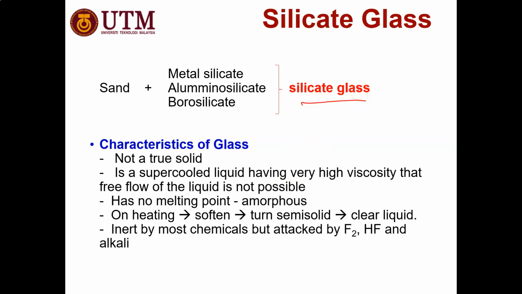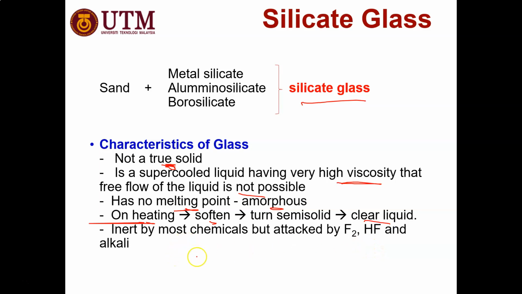So some important characteristic of glass, kena ingat glass, okay, cermin yang kita guna biasanya tu, bukan cermin yang untuk tengok diri, okay. So it is not a true solid, okay. Dia sebenarnya bukan pepejal. It is actually a super cool liquid, maknanya disejukkan mendadak sampai dia jadi sangat-sangat likat, high viscosity, that the free flow of liquid is not possible. And because it is not solid, okay, it has no melting point and it is amorphous. However, kalau kita panaskan dia, it will start to soften, it will turn a bit semi-solid, finally become a clear liquid. Suhu yang sangat tinggi lah, okay.